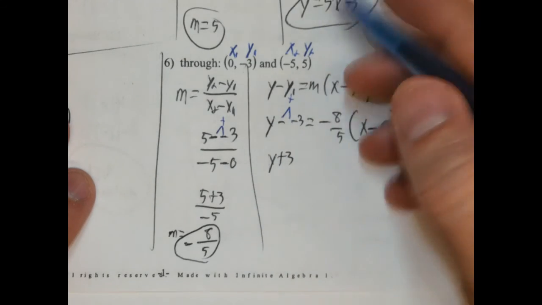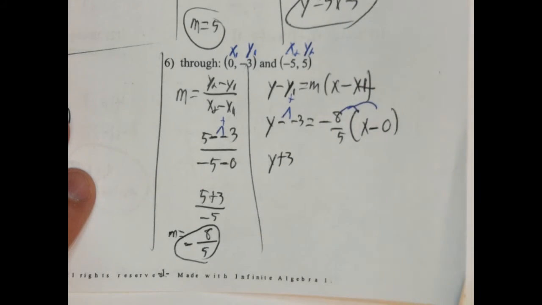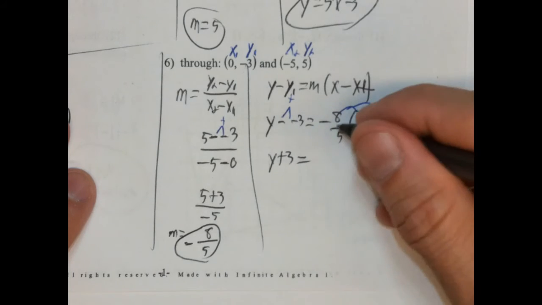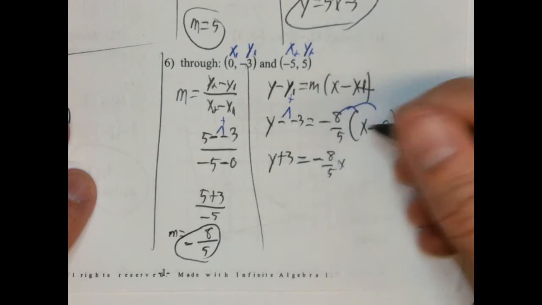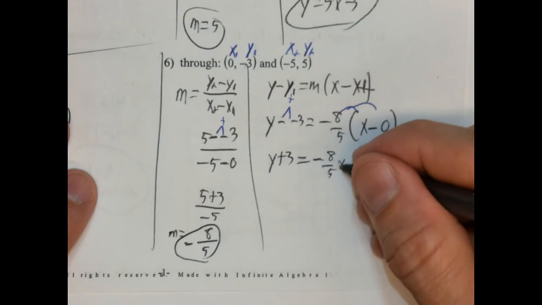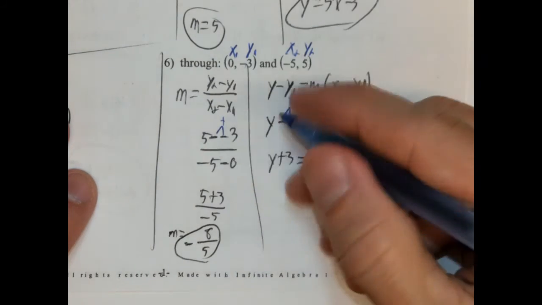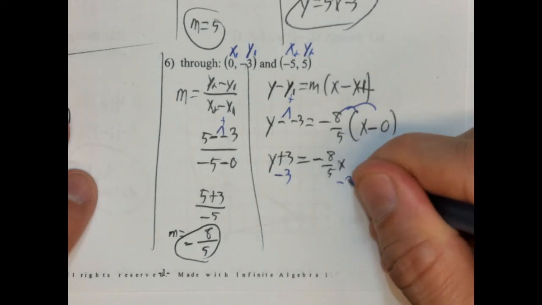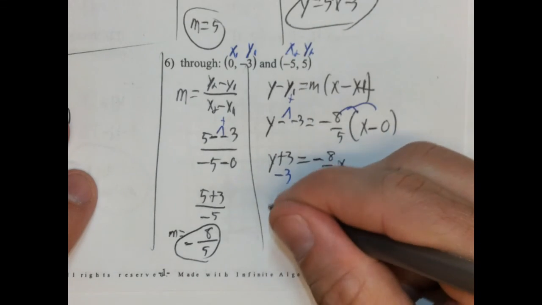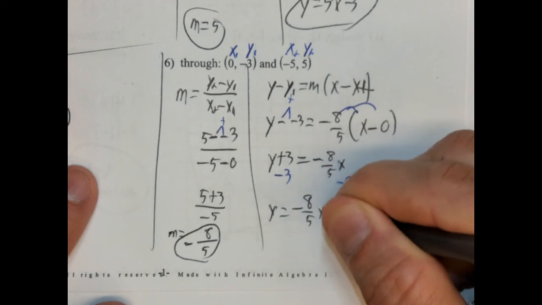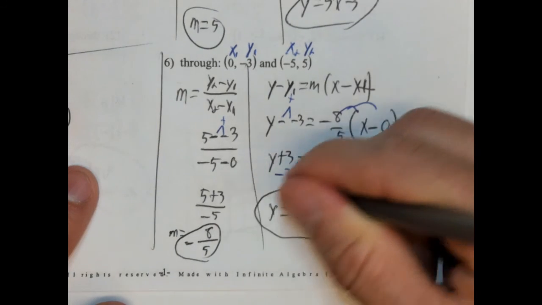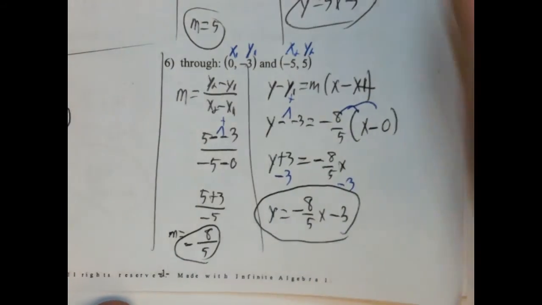We can go ahead and distribute this, save ourselves a step here. So negative 8 fifths times x is going to be negative 8 fifths x. And negative 8 fifths times 0 is 0. So there you go. And then we're going to subtract 3 from both sides to get y by itself. And there we go. Y is going to be equal to negative 8 fifths x minus 3. We could graph that. We got our y-intercept right here, and we got our rate of change.